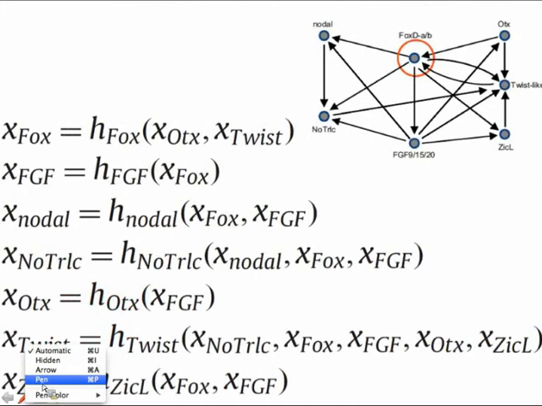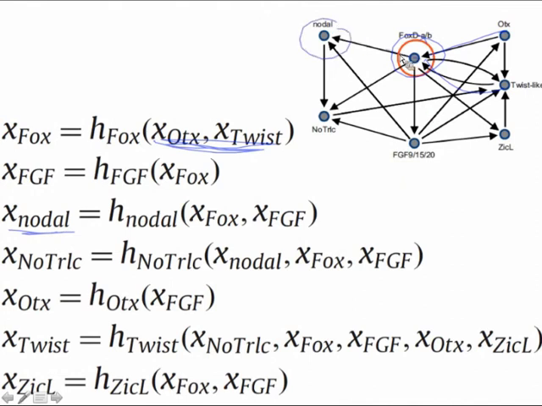And we can see that partially by noticing that this gene is a function of OTX as well as twist-like. So it's a function of OTX and twist-like. My nodal gene is a function of FOX and FGF. So it's a function of FOX and FGF. But I can write my FGF in terms of FOX right here.